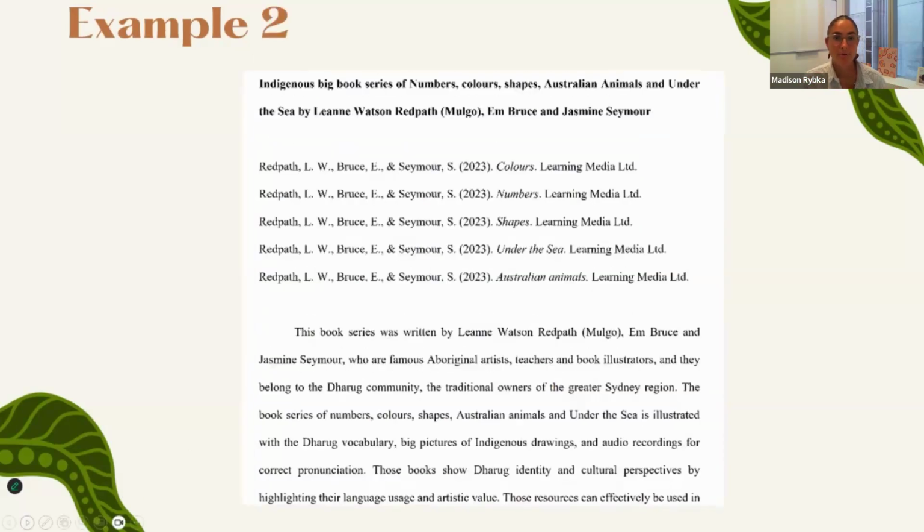Example number 2 is a book series. They've linked them, referenced. This book series was written by Leanne Watson, who's a famous Aboriginal artist, teacher and book illustrator, and where they belong to, Dorog community. The book series of numbers, colours and shapes and Australian animals under the sea is illustrated. So they're giving me context about what is in the book. Book shows identity, cultural perspectives.